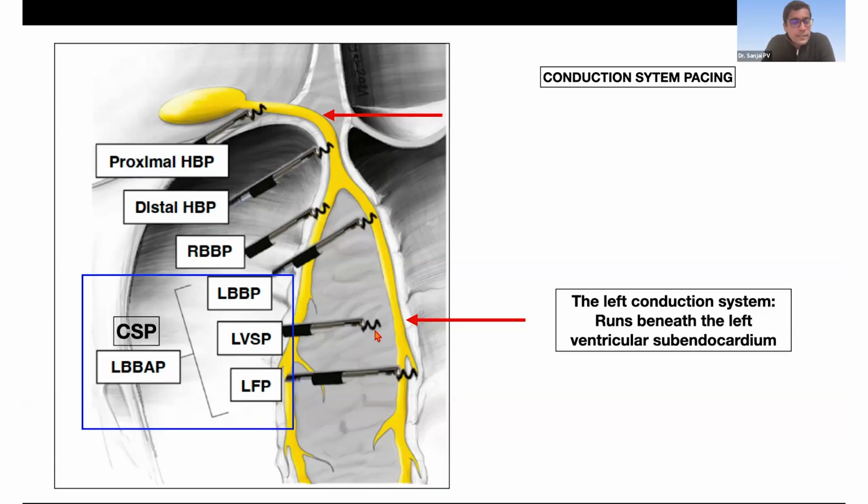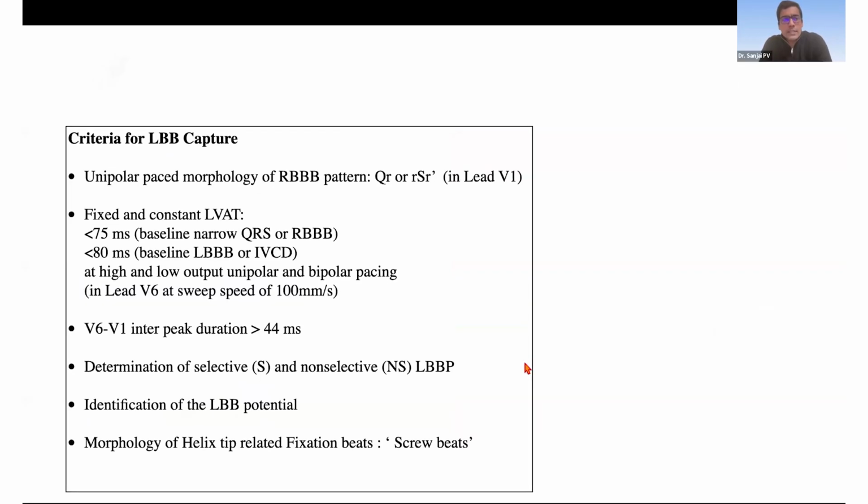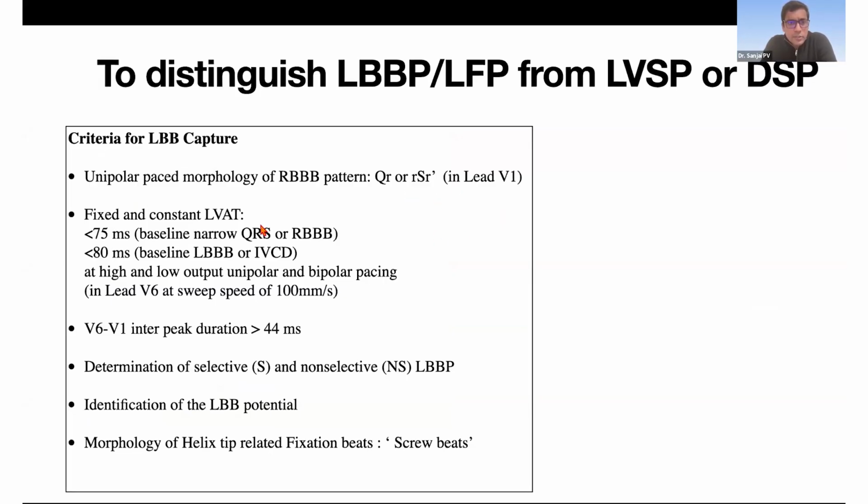But in a pure sense, as Dr. Shanmuga mentioned, even I'm a purist, LV septal pacing is not conduction system pacing because you don't achieve the same hemodynamic effects with a pure LV septal pacing compared to a bundle branch pacing or a fascicular pacing. So you have numerous criteria for left bundle branch pacing. It was clearly elucidated by Dr. Shanmuga. You have the V1 RBB pattern, you have the fixed and constant LVAT.